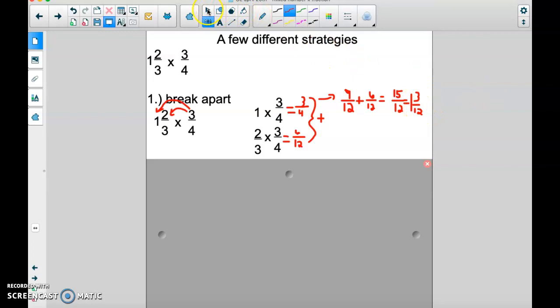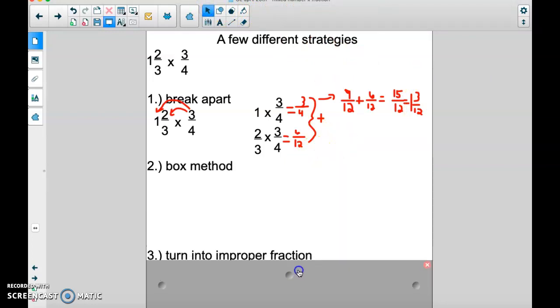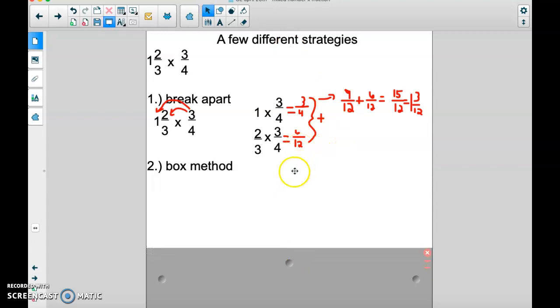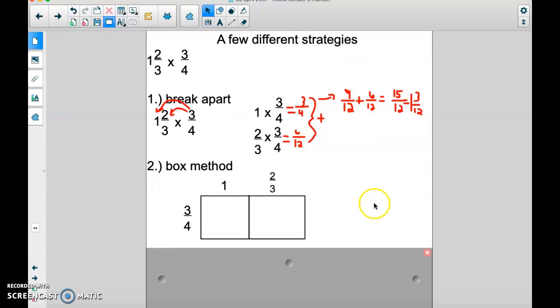12ths. Okay? So, next strategy is the box method. Alright? And the box method is super similar to this one. You just set up your box, right? And now we multiply. Notice, before we get into the multiplication, this 1 2/3 stays on the same side, okay? I don't put both fractions here and the whole number here. It's one number times the other number, okay? If you need to, you can put a little times sign here so you can kind of see the equation that way, all right?